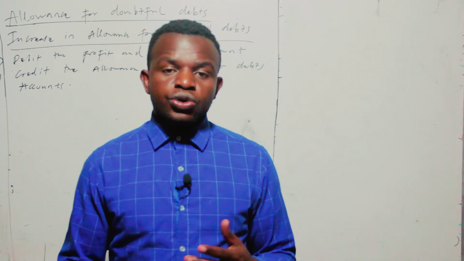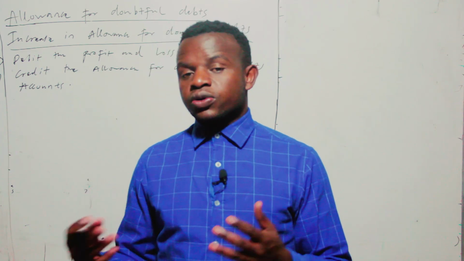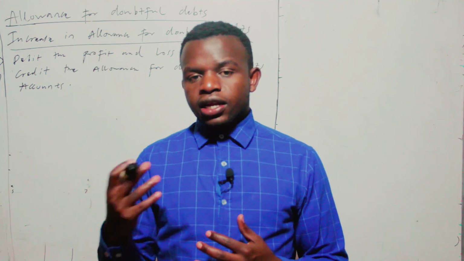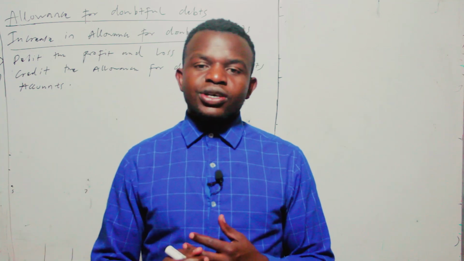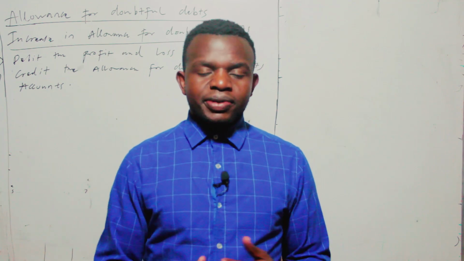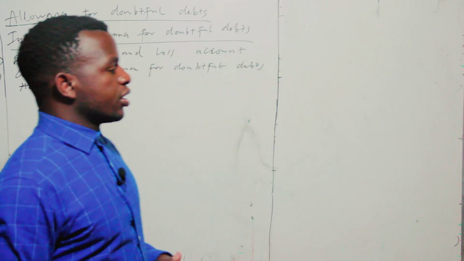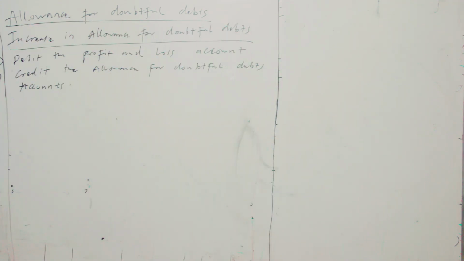So what are we going to do? What are we going to show in the profit and loss account? What are we going to show in the allowance for doubtful debts account? What are we going to show in the income statement, and what are we going to show in the balance sheet? Let us look at this example.